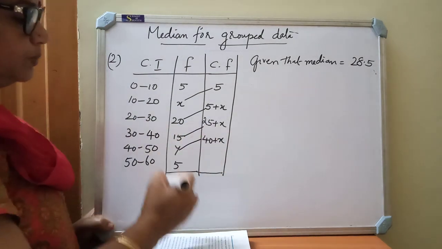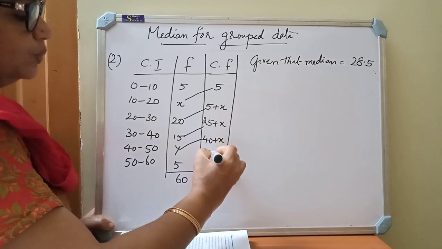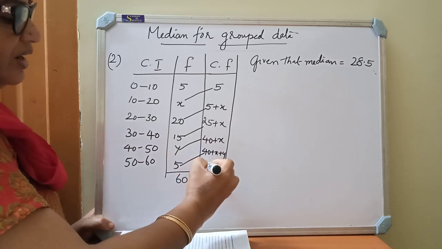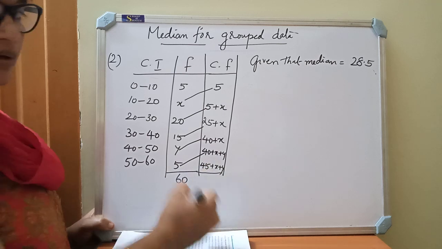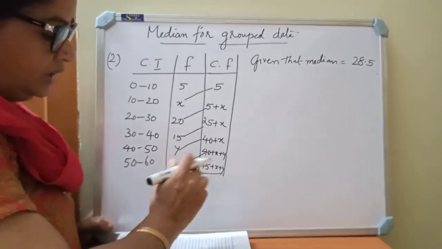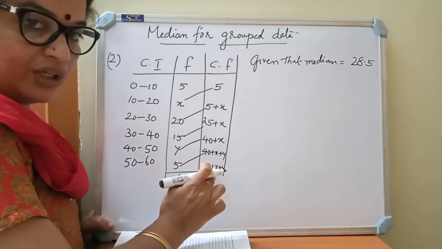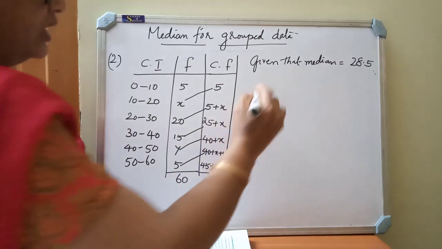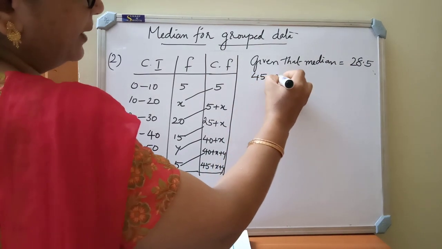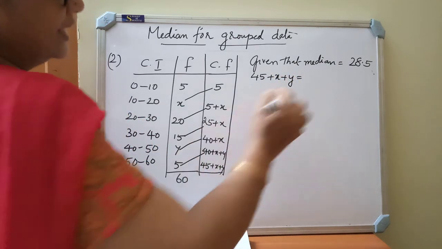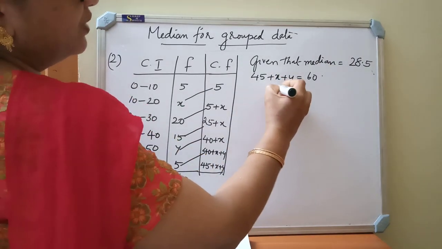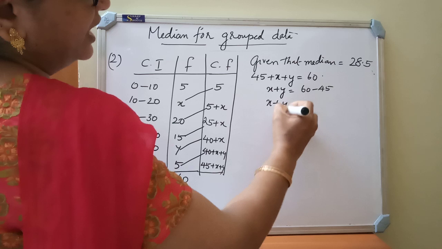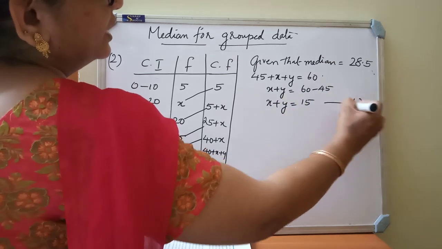Again, plus y: 40 plus x plus y. Then adding 40 plus 5, 45 plus x plus y. So what I ask you to do? This last column, whatever cumulative frequency value we are getting, that is our sum of frequencies. So 45 plus x plus y, that is equal to what, children? 60. So x plus y equal to 60 minus 45. We will get an equation x plus y equal to 15. Put it as equation 1.